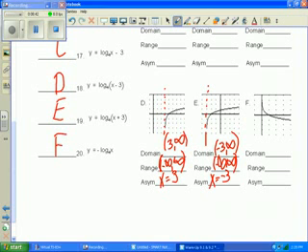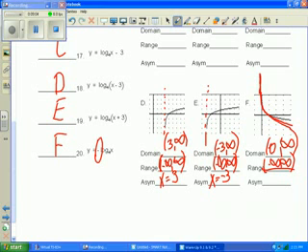Here, this is interesting. This was that one that was reflected because it had the negative log. Our domain is 0 to infinity. Range is still negative infinity to infinity. You might be tempted to want to say infinity to negative infinity, but remember you always write these in order from least to greatest. So you still write it negative infinity to infinity. And the asymptote, x equals 0. Okay, so there's that one.